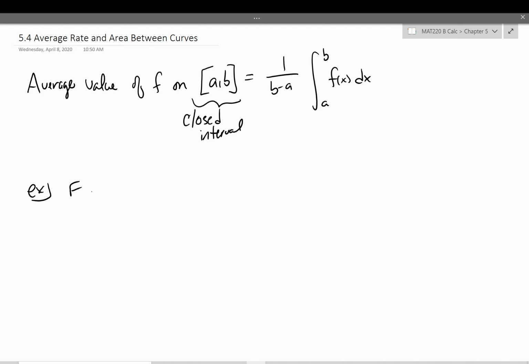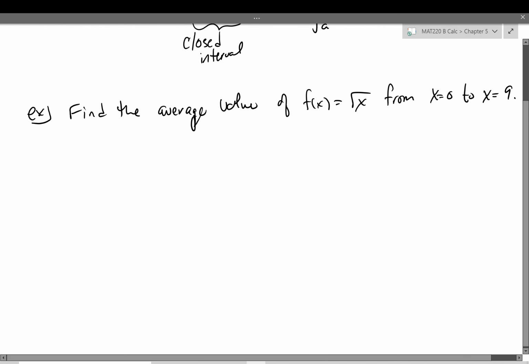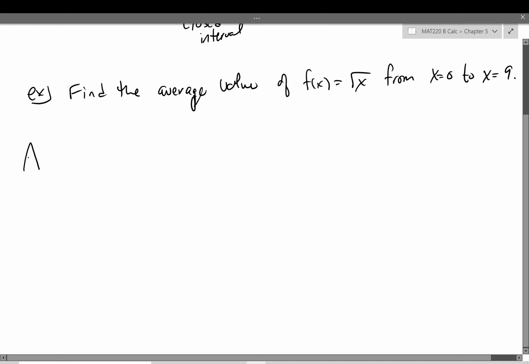All right, let's just find the average value of f of x equals the square root of x from x equals 0 to x equals 9. All right. So if you just use the formula provided above, the average value is going to equal 1 over 9 minus 0 times the integral from 0 to 9 of x to the 1/2 dx, because square root of x is x to the 1/2.